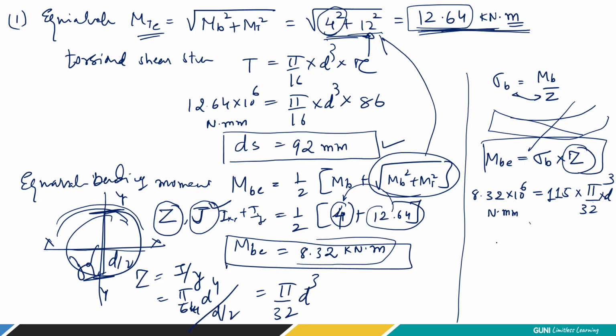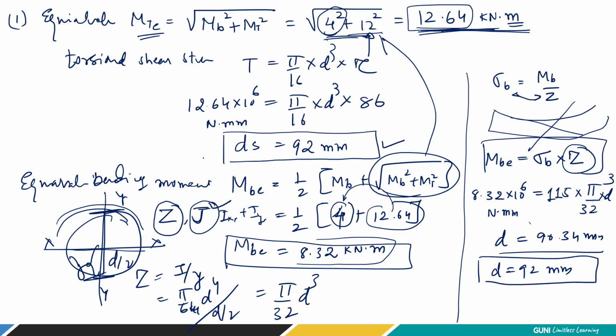Now from this equation, find the d value. The d value comes out to be 90.32 millimeter. But for the safer side, we are going to take d equal to 92 millimeter. So this is our answer. Now in both situations, by considering the equivalent torque and by considering the equivalent bending, we are getting the same answer. But if shear stress gives you, let's say, 90, and bending gives you 94, then 94 will be your final answer. You have to choose the higher value, right? But here the numerical is such that we are getting both the same value. So our final answer is 92. You have to choose whichever is larger.